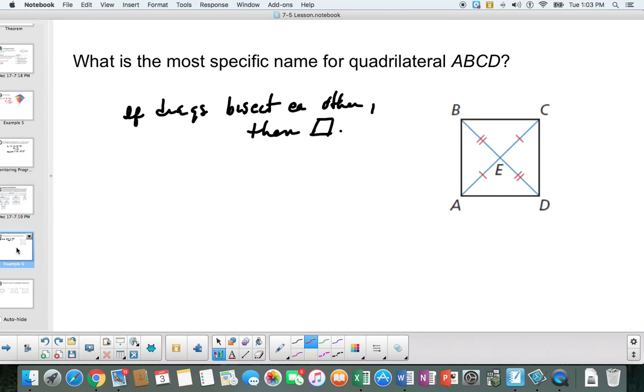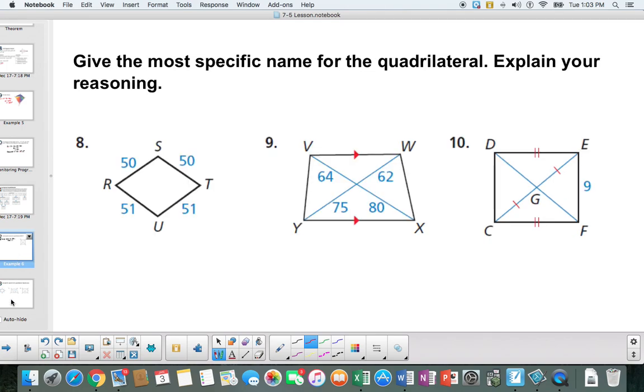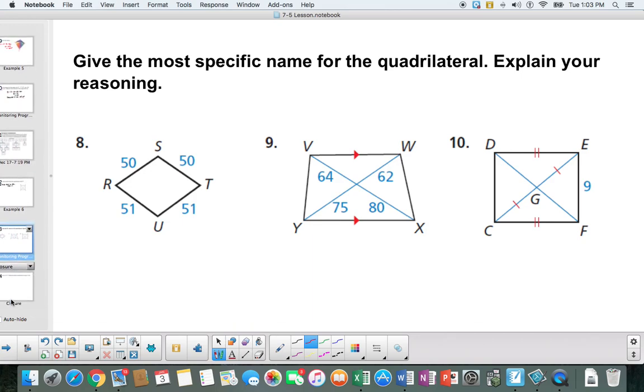I can't say it's a square because I know it's not a rectangle. If it were a rectangle, the diagonals would be congruent. I can't say it's a rhombus because I know nothing about whether the diagonals are perpendicular. So this is the best we can do. All right, your turn. See if you can give the most specific name for each quadrilateral.